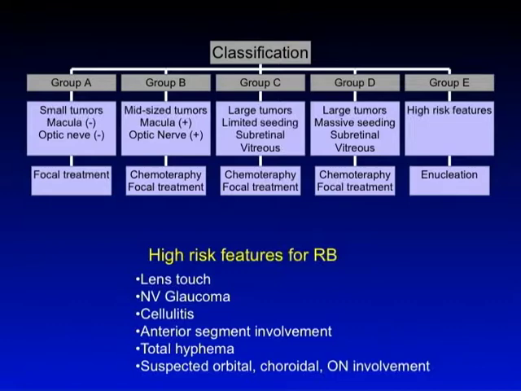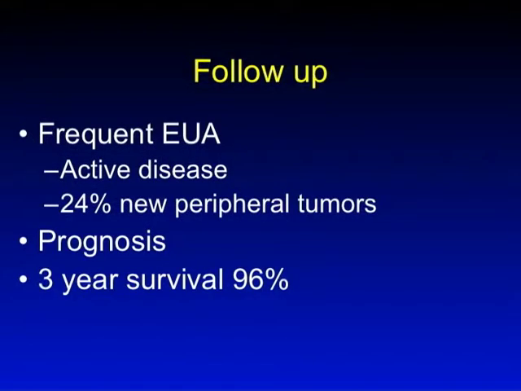Most of the patients with retinoblastoma now don't need enucleation. The treatment of choice is probably chemotherapy and focal treatment, which means laser, sometimes cryotherapy. And the high-risk findings for this tumor are basically extension into the optic nerve or extension into the anterior chamber. Follow-up is examination under anesthesia.